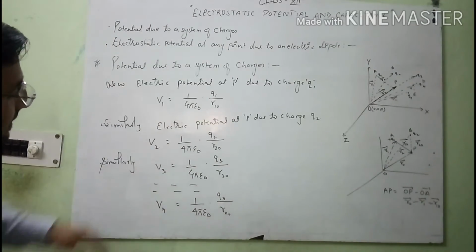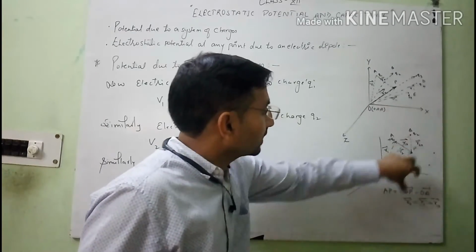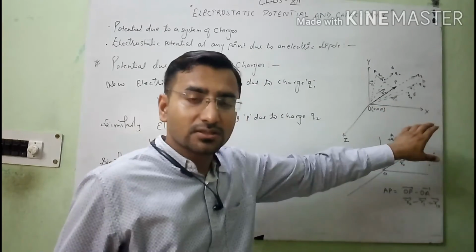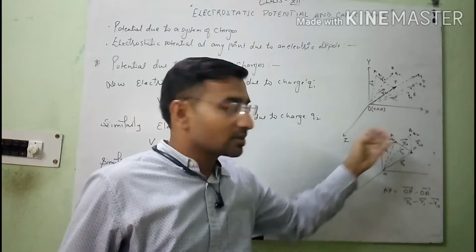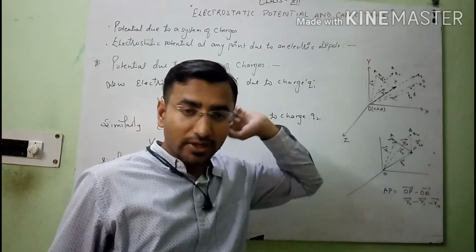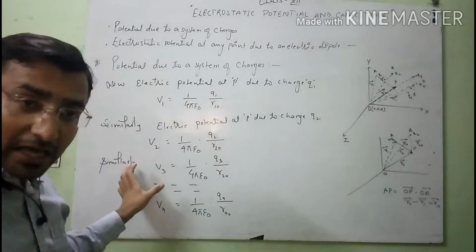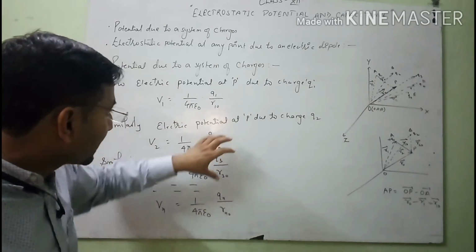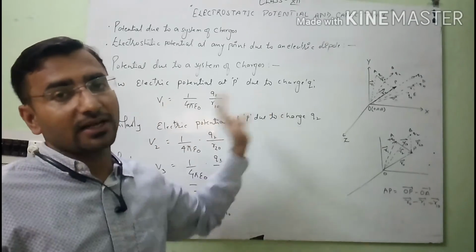So after that we will see the total electric potential due to a system of charges. Here we will calculate the total electric potential due to a system of charges Q1, Q2, Q3, Q4, Q5 and Qn at point P. With the help of the superposition principle, we will write it as the sum of all individual electric potentials at that point.